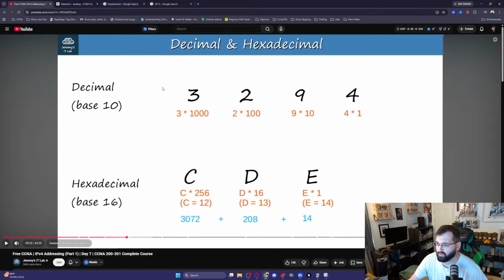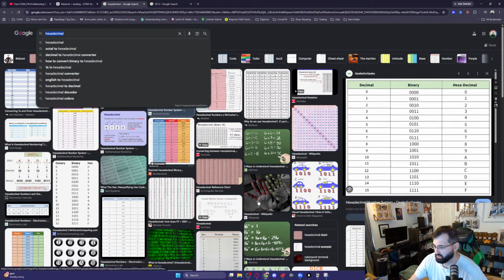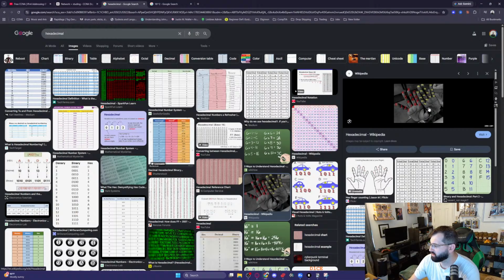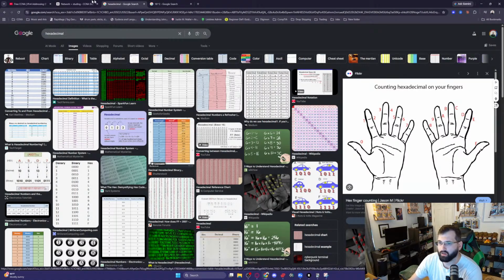So now what I don't understand, which is the last thing I don't understand, is what is this? What? 1, 2, 3. Interesting. Counting hexadecimals on your fingers. Okay, we might come back to that.